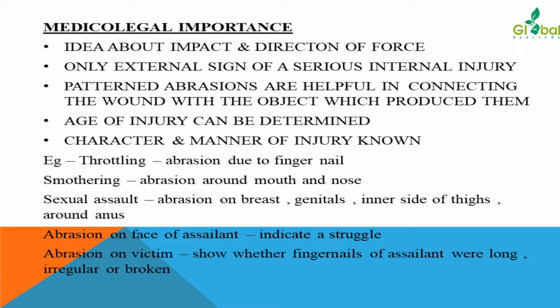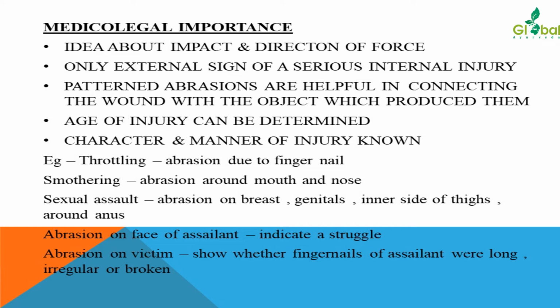Sometimes in the cases of throttling, the abrasion can be made with the fingernails, especially if the criminal is having very pointed fingernails. Sometimes in that one the throttling can be very much seen. In that one fingernail marks will be seen. All the 10 fingers will be seen there in the case of severe throttling.